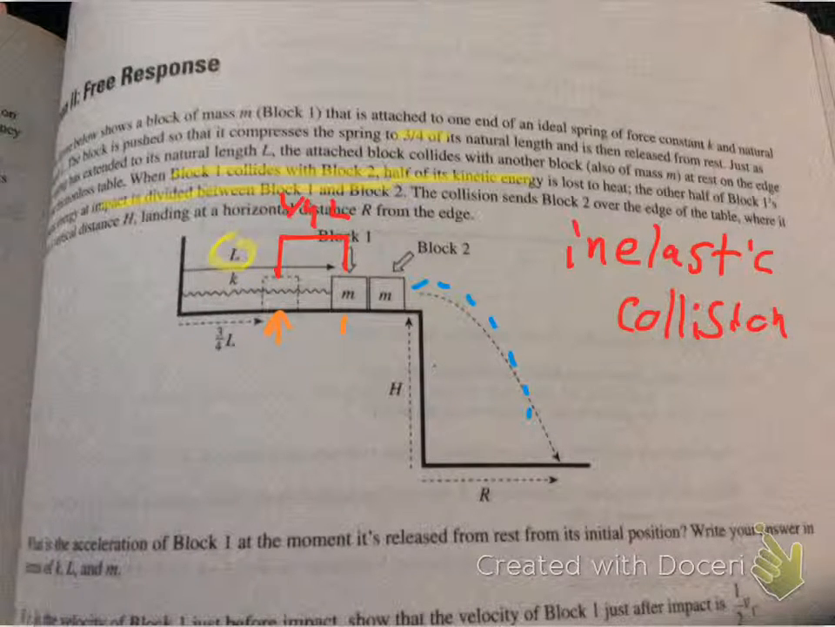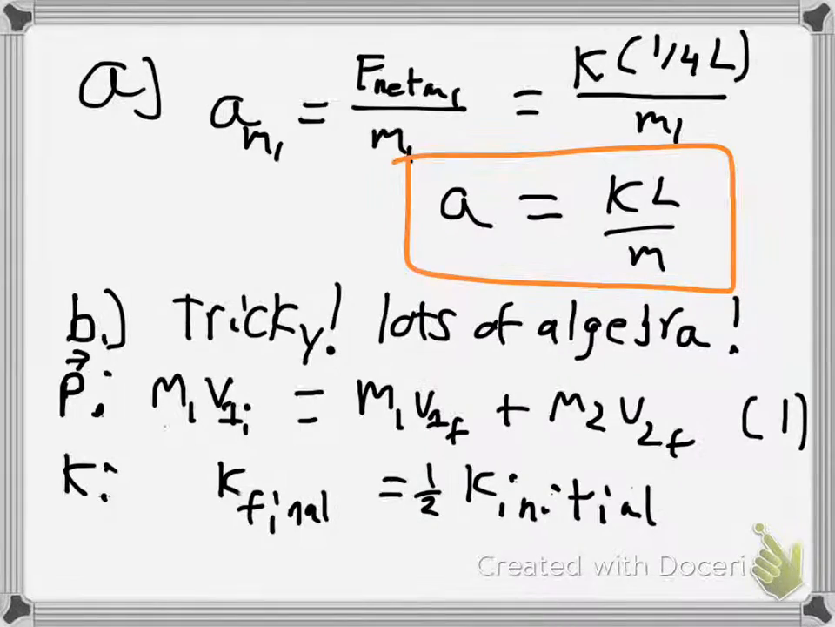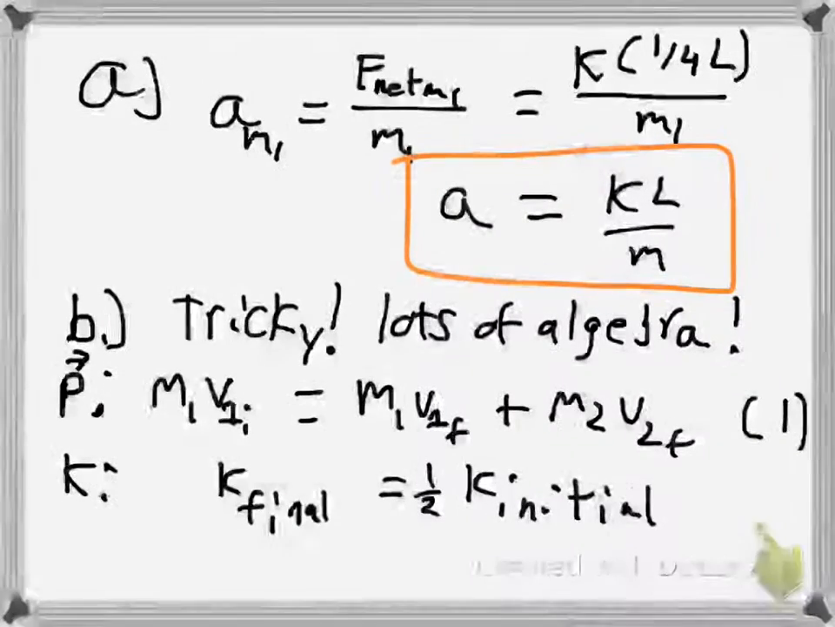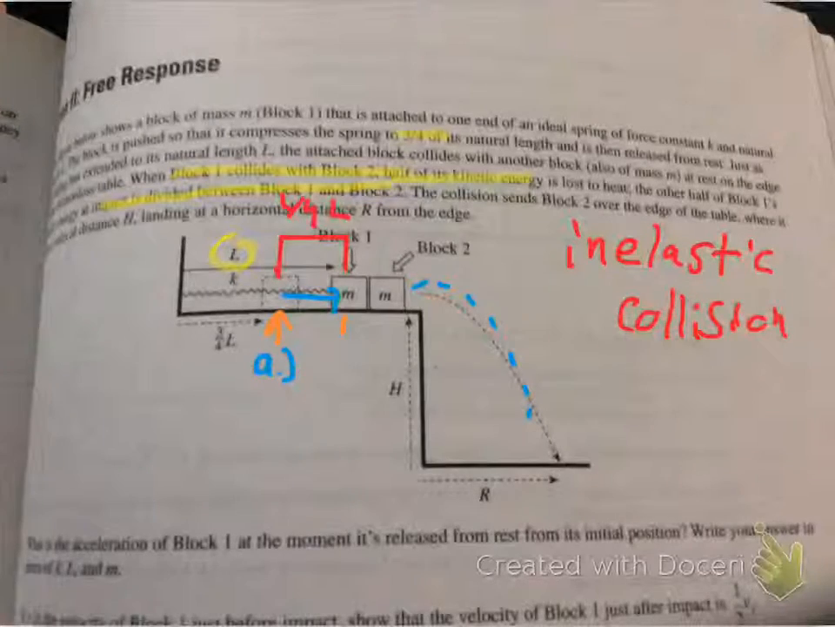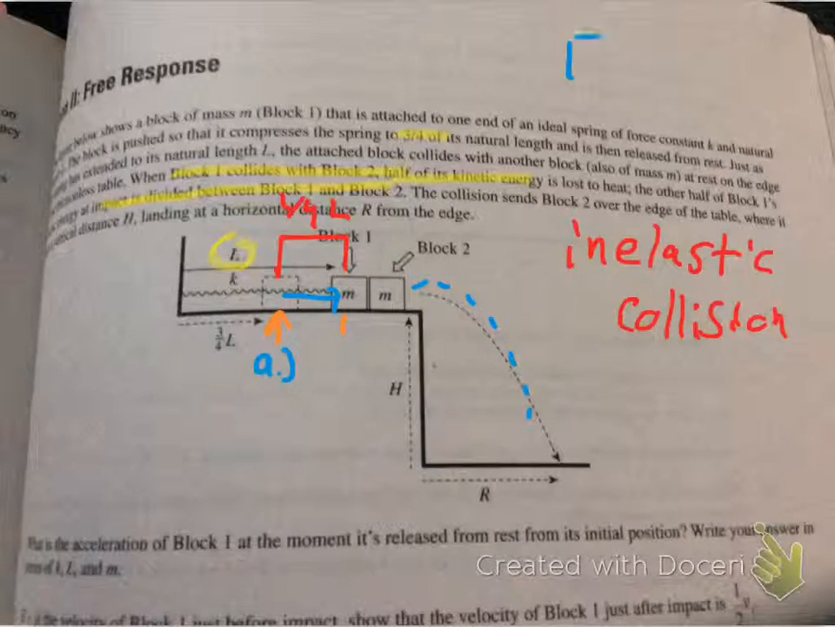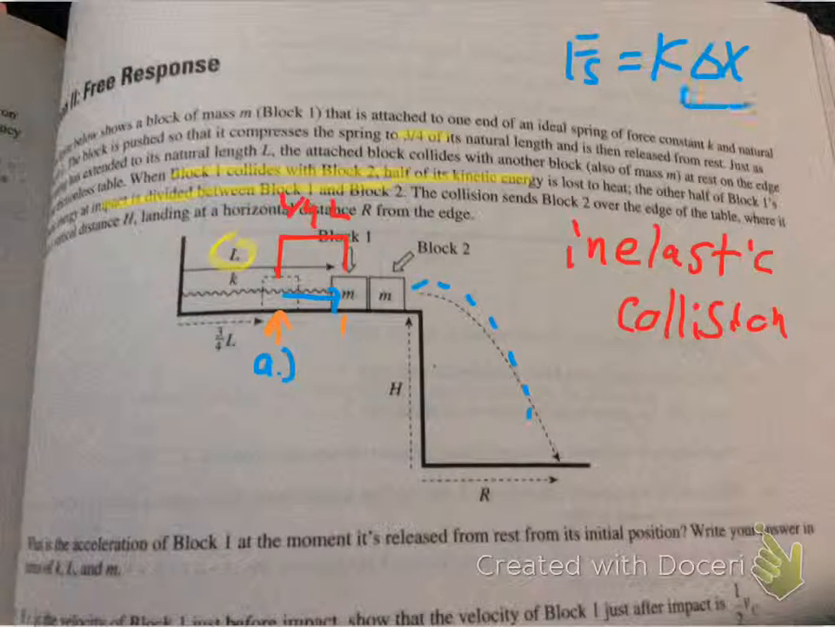The first part of the question is about the acceleration of block 1. Part A is asking about the acceleration from here to here, essentially. Just think about it: what is the net force on block 1? Well, it's just the spring force. Spring force is just K times delta X, where delta X is the extension.